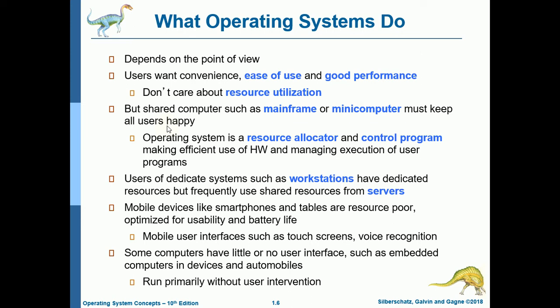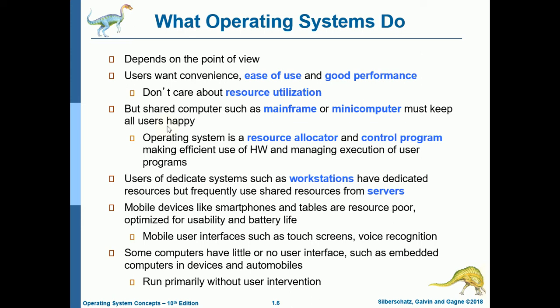And the next, mobile devices like smartphones and tablets are resource poor. Why are they resource poor? Because they're optimized for usability, ease of use for the user, and battery life, to prolong battery life. So mobile user interfaces, of course, for smartphones, they're already using touch screens, and there is also a feature for other smartphones which has voice recognition.